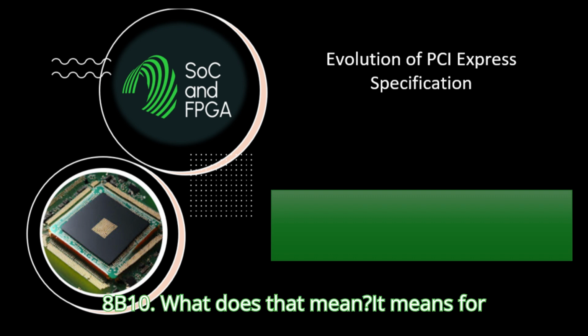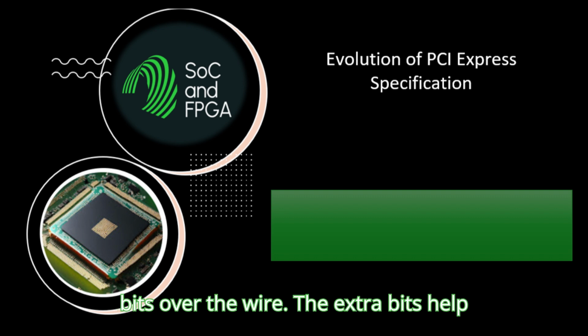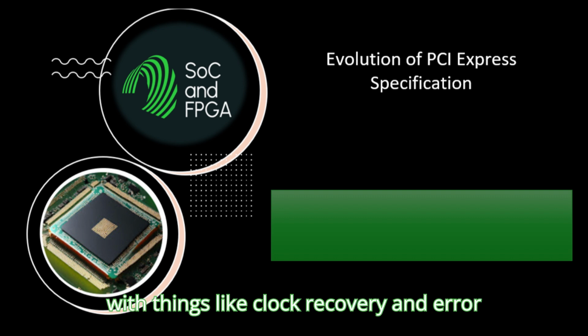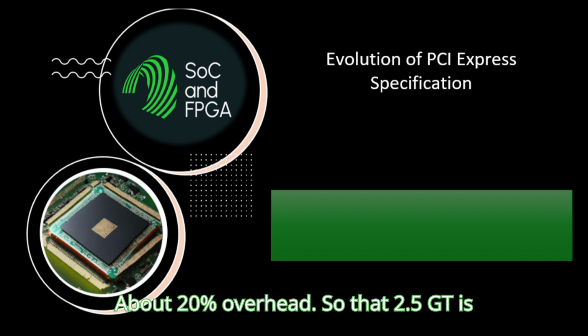8b/10b, what does that mean? It means for every 8 bits of actual data, they send 10 bits over the wire. The extra bits help with things like clock recovery and error detection, but it adds overhead. So you lose some of that raw speed. How much? About 20% overhead.